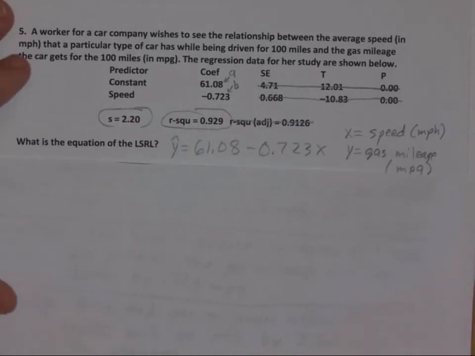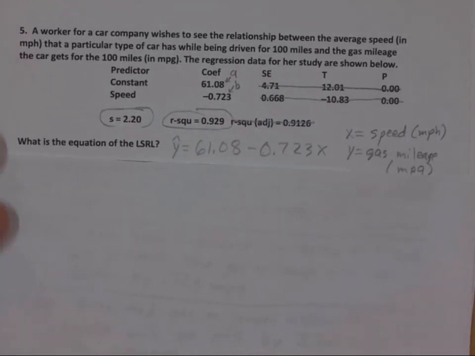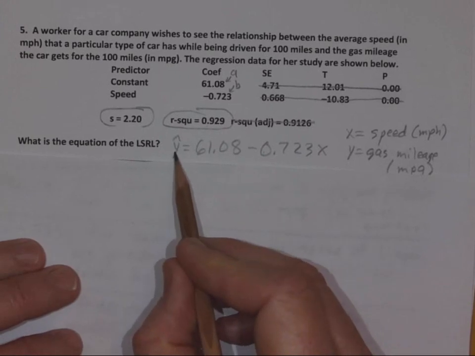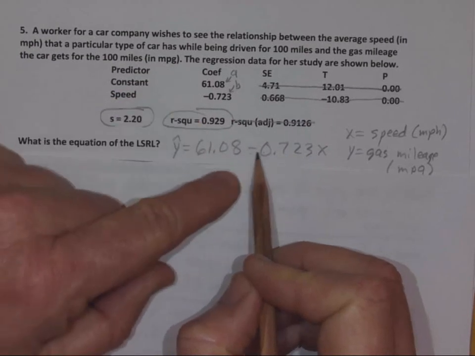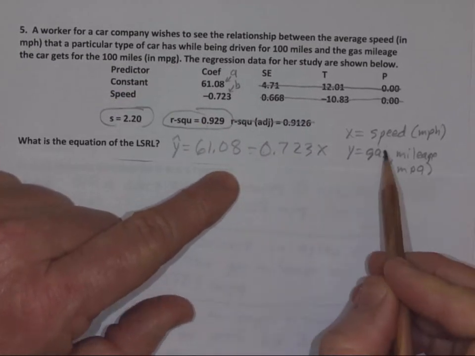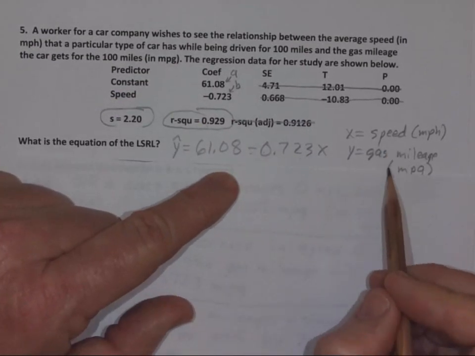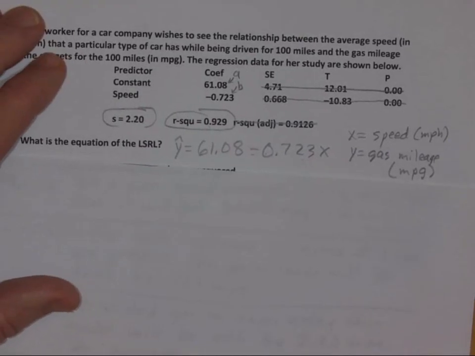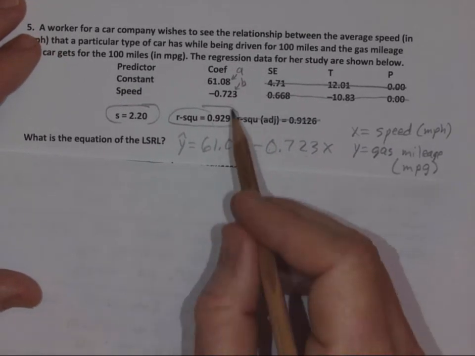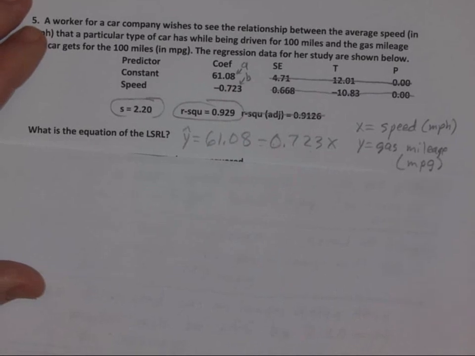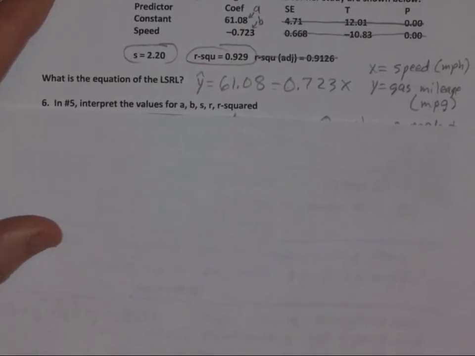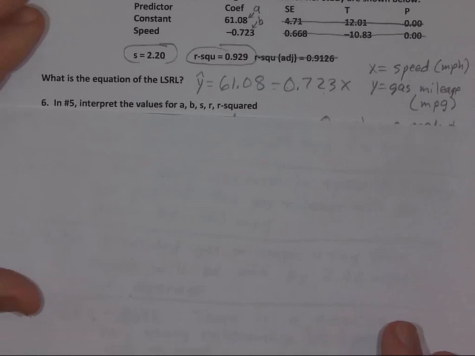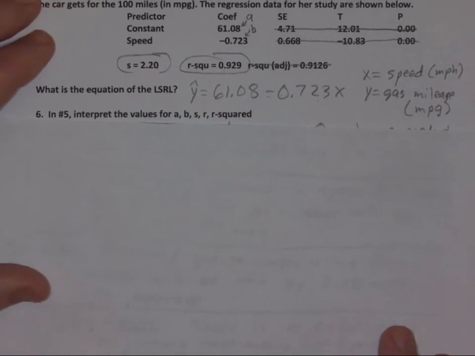And so anyway, what's the equation of the least squares regression line? Well, always put a hat on your y, so y hat is equal to that, and then there's the slope like that. And always define your variables. x is the speed in miles per hour, and y is the gas mileage in miles per gallon. So that's how you look at that and get the equation of the line. Then to interpret a, b, s, r, and r squared in context, these are very asked-about things.